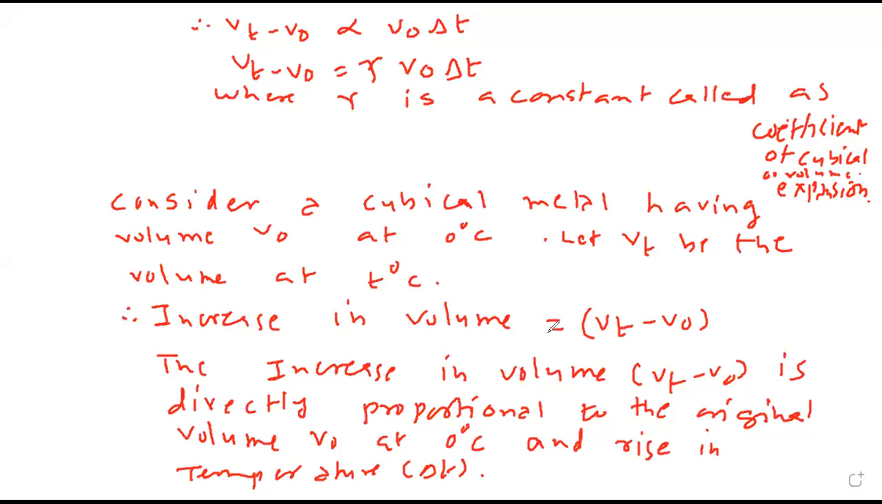Consider a cubical metal having volume V0 at 0 degrees Celsius. Let Vt be the volume at T degrees. So increase in volume equals Vt minus V0.